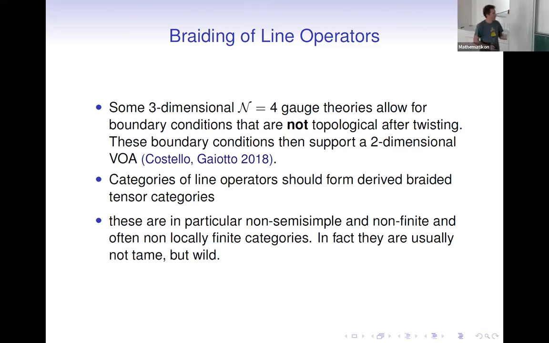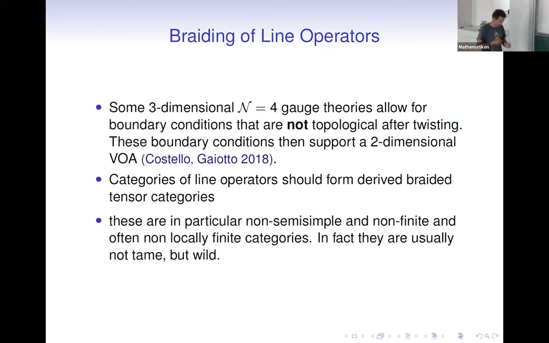So as a mathematician, you would like to have an honest model for the category of line operators, and you have two choices for this. You either take a geometric route, or you take a representation theory route. I do the latter. And now, why is this a challenging thing?